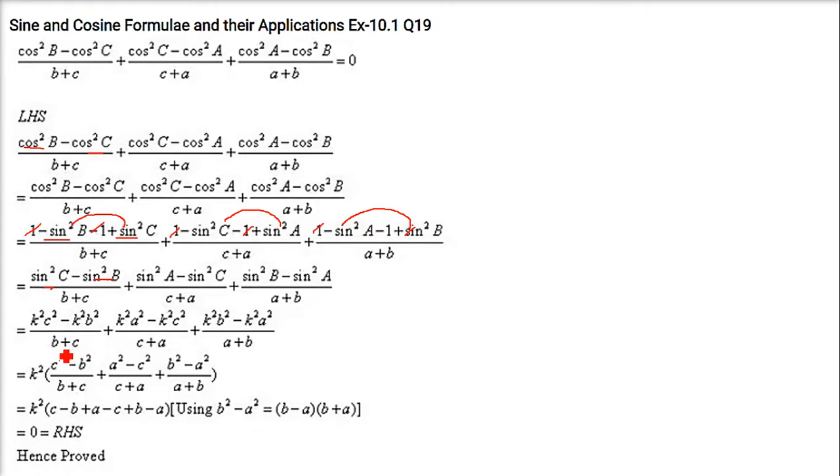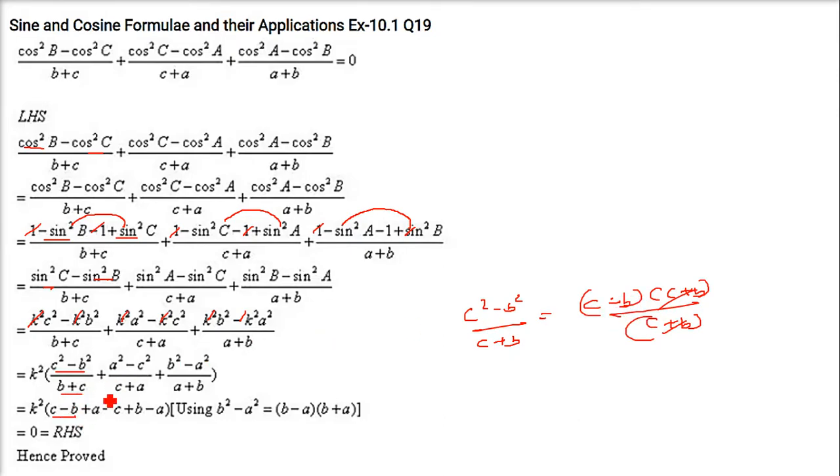Now we have this b plus c, c plus a, a plus b in the denominator. First take k square outside. K square is common to every element. Now we are left with c square minus b square by b plus c. I'll show you what happens to this one, and this will happen to these two also. c square minus b square by c plus b. So c square minus b square can be written as c minus b, c plus b, a square minus b square formula. So c plus b gets cancelled. You get c minus b here.